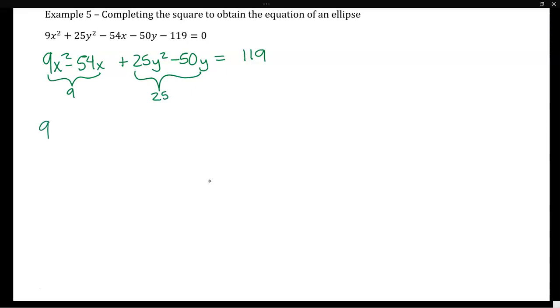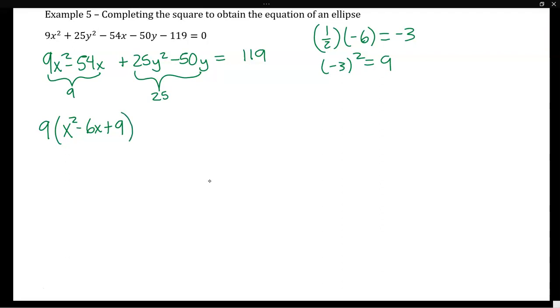So that's going to give us 9 times (x squared minus 6x). If we complete the square with the negative 6, half of negative 6 is equal to negative 3, and negative 3 squared is equal to 9. So we're going to add 9 here, but remember on the other side of the equation, you also have to add that value. We added 9 inside the parentheses. When we multiply that by 9, we've really added 81 to both sides of our equation. So right now, that's going to total up to 200.